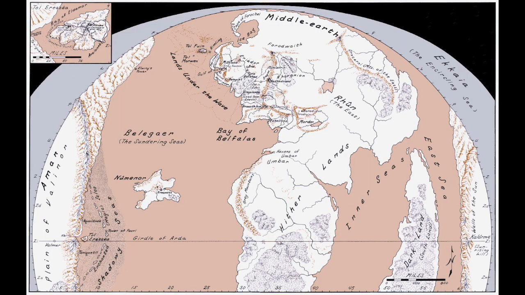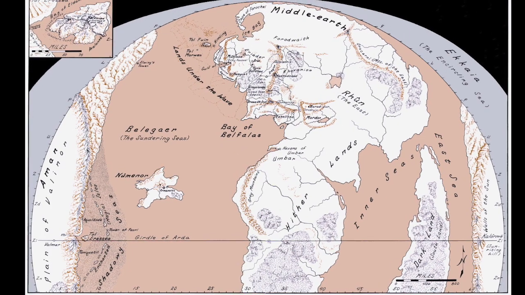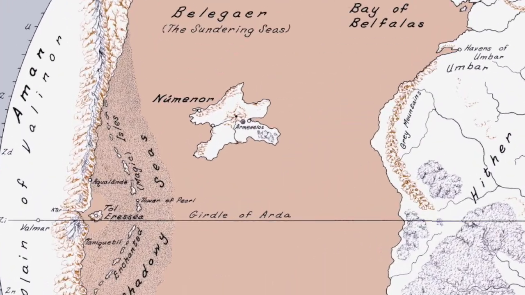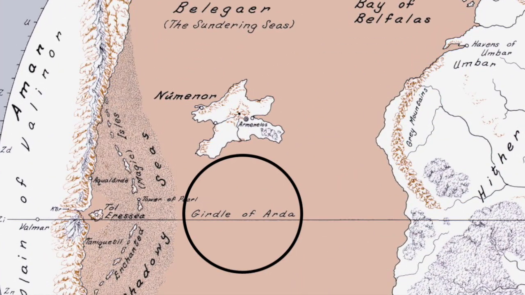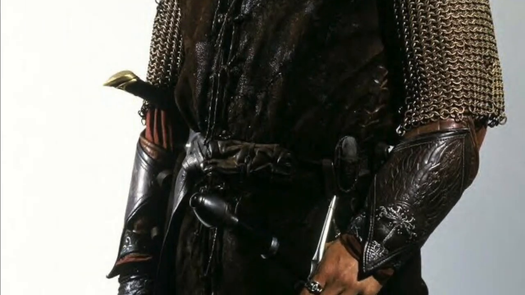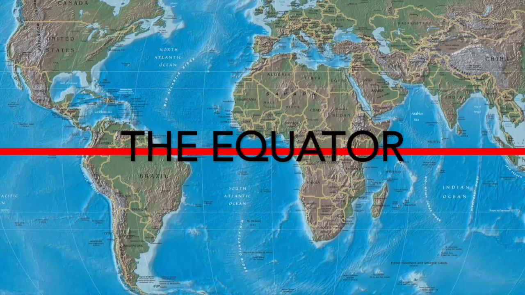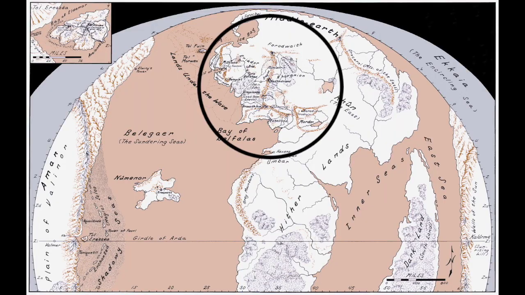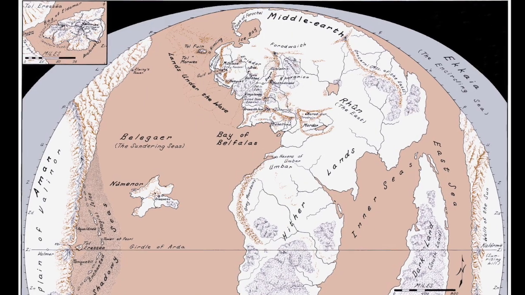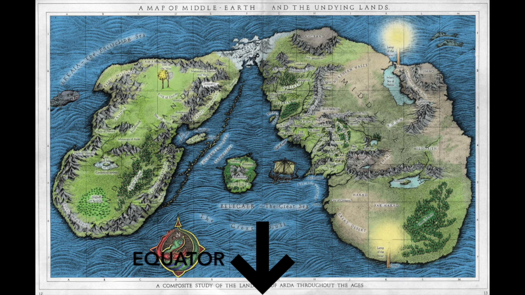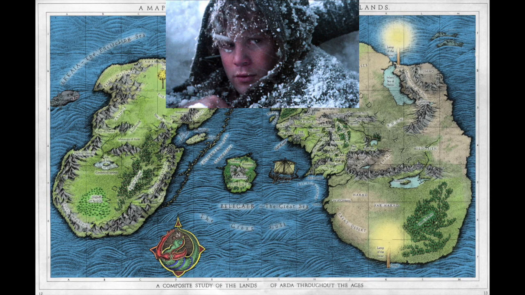Back to this map. Remember how this is all that's mentioned in all of the Lord of the Rings stories? And yet down here we see something called the Girdle of Arda. Girdle as in belt. So what wraps around the center of our Earth? The equator. Meaning all the shenanigans that go down in The Hobbit and the Lord of the Rings take place in the Northern Hemisphere. And in the Northern Hemisphere, the further north you go, the colder it gets.